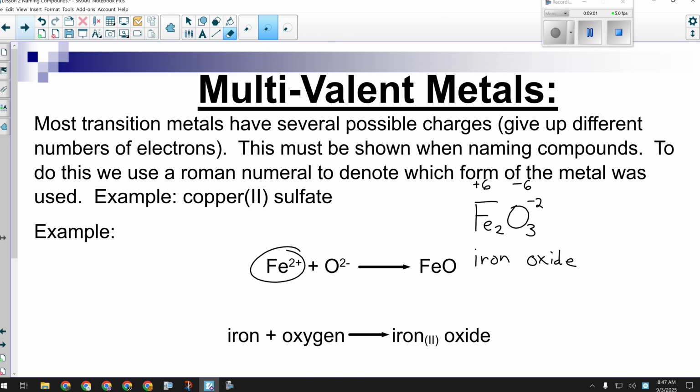So if I want to figure out what number goes right here, that is, what the charge on iron is, I just go 6 divided by 2. This is iron 3 oxide. That method will work 100% of the time.